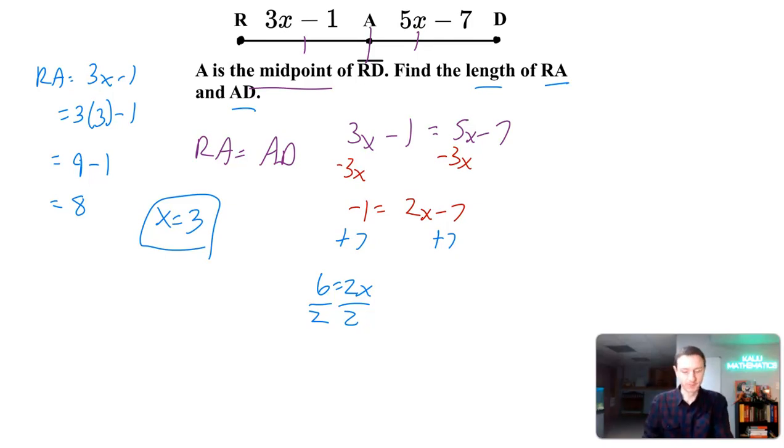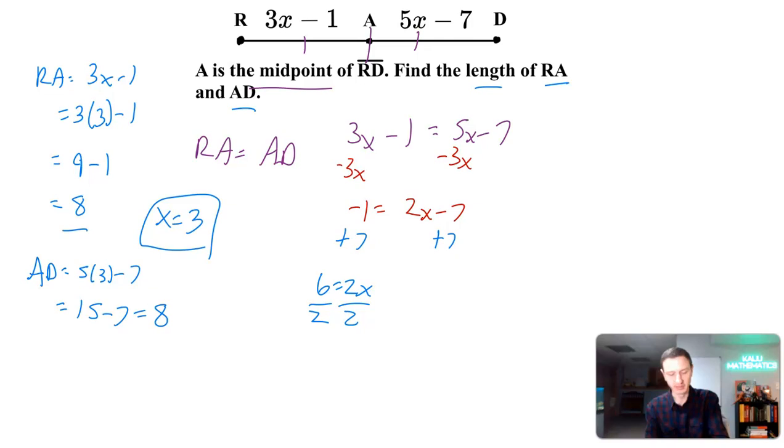So here's something to think about. If A is the midpoint and we get RA is equal to 8, we know AD also has to be 8. But let's just make sure. AD is 5 times 3 minus 7. 5 times 3 is 15. 15 minus 7 is in fact 8.